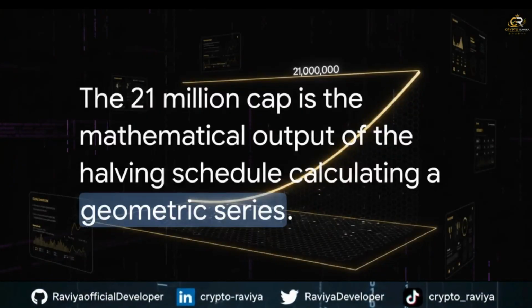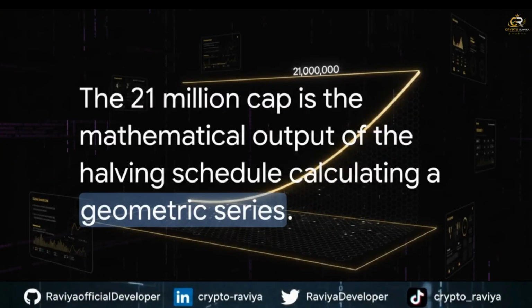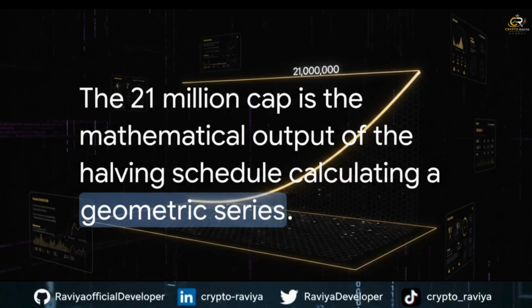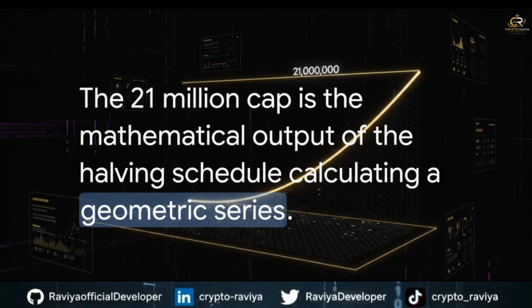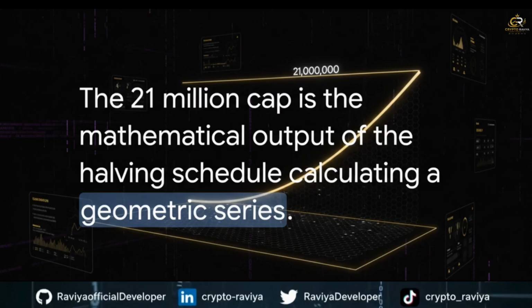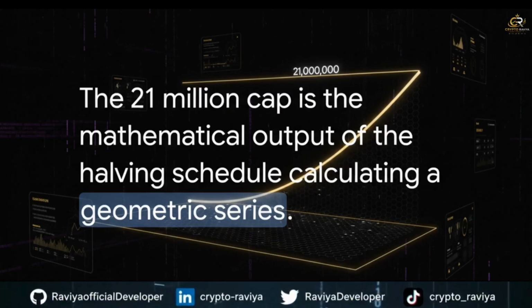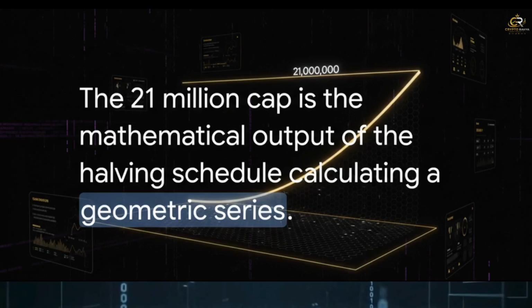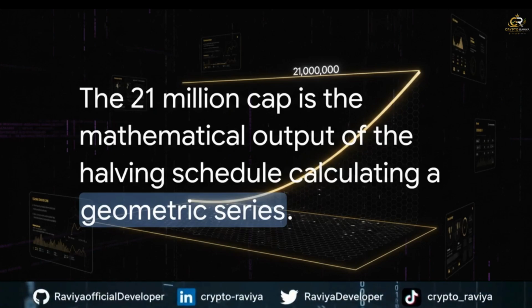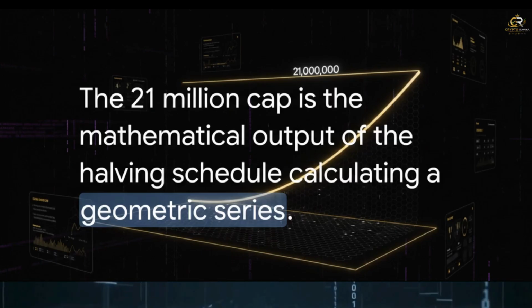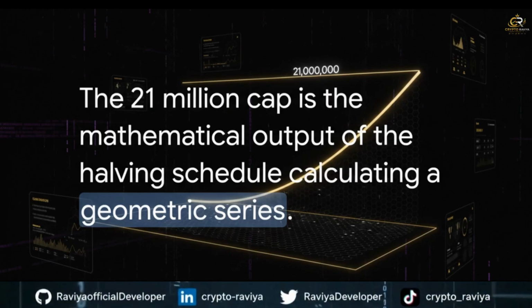And the most crucial point to understand here is that this 21 million cap isn't just some random rule bolted onto the system that a board of directors could just vote to change tomorrow. Not at all. It is the natural mathematical output of the halving schedule calculating a geometric series. Because the issuance of new coins given to miners is slashed in half every 210,000 blocks, the supply curve naturally flattens out over time. This creates a highly predictable, totally disinflationary monetary policy.